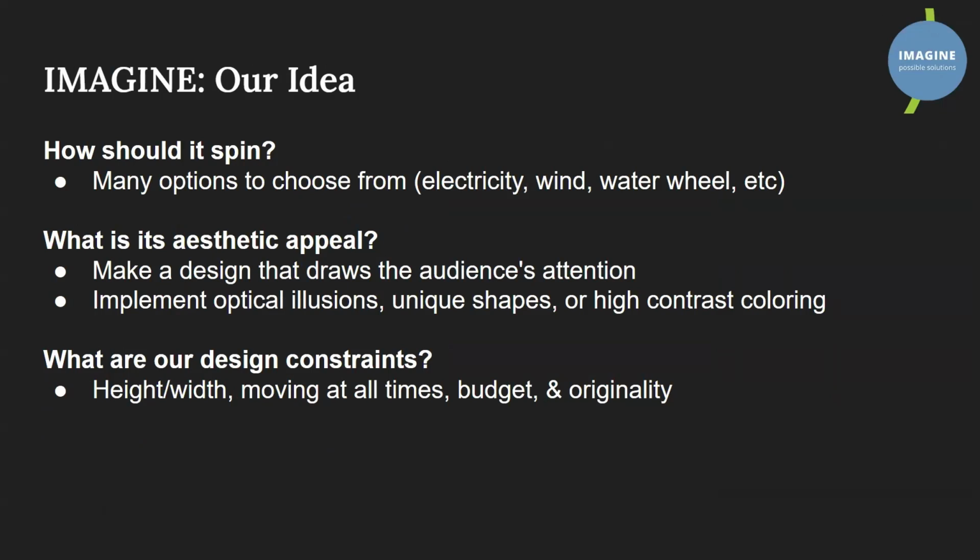So the next step in the design process was to imagine. So we had to decide how we wanted it to spin, what we wanted it to look like, while still remaining within the design constraints. So we had to choose between the different types of ways that it could spin, and we decided on wind. And then we had to choose what we wanted it to look like, using high contrast coloring or optical illusions, and to implement a design that would be visually appealing while still being able to catch the wind.